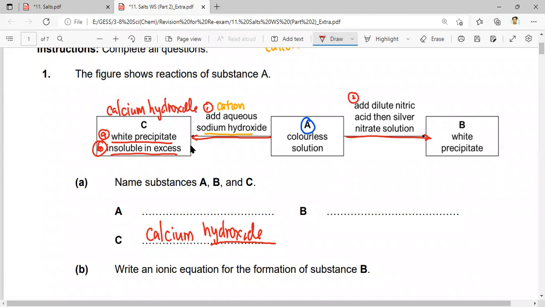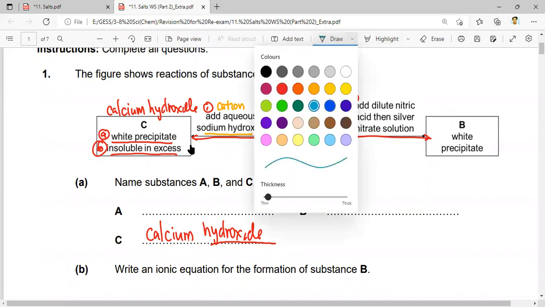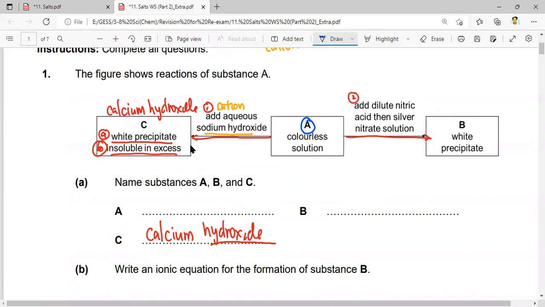So what? Now, this is the part here. You cannot just stop here and just say calcium hydroxide. What is happening here is that when you add sodium hydroxide, you're testing for the cation. Where did the cation come from? The cation comes from solution A. So one thing I know is this: if I test for the cation in solution A and I get calcium hydroxide, it tells me that A contains calcium.